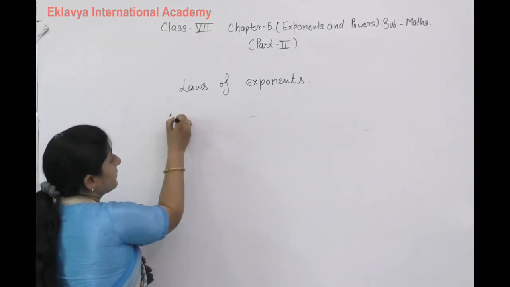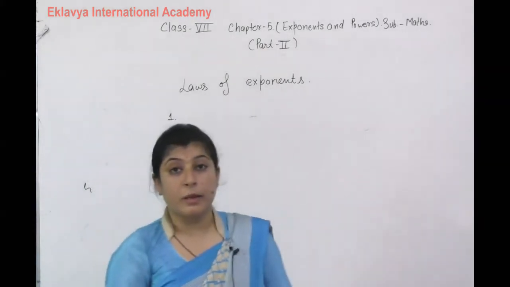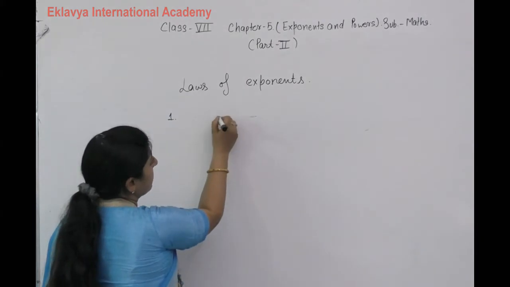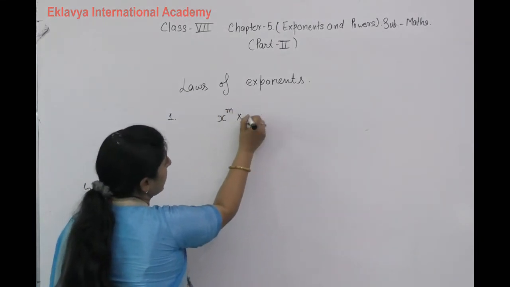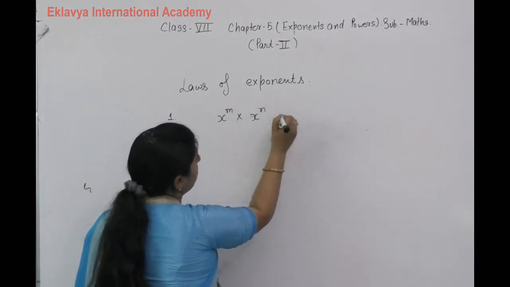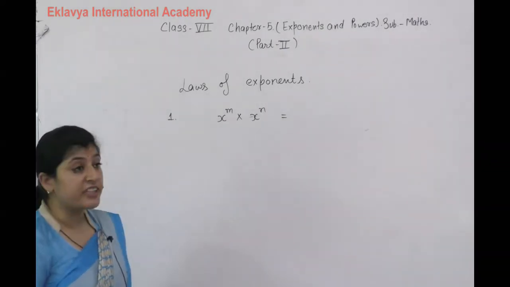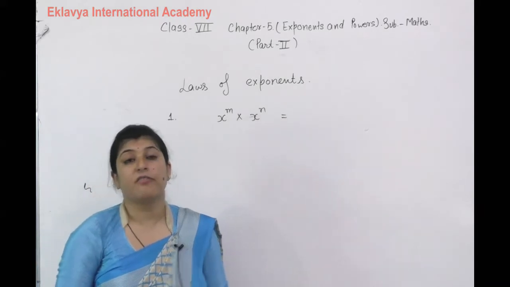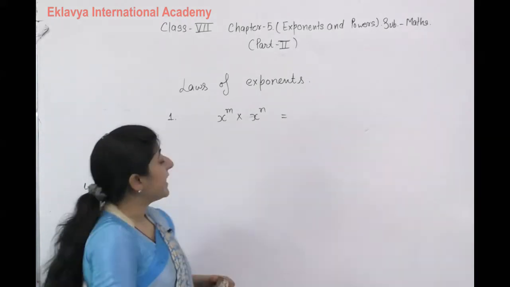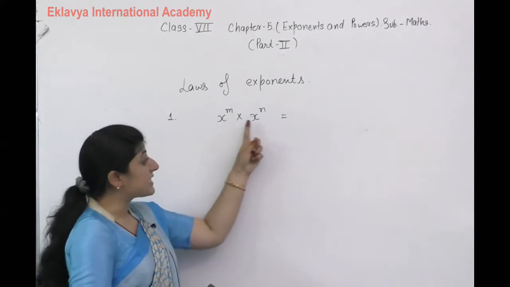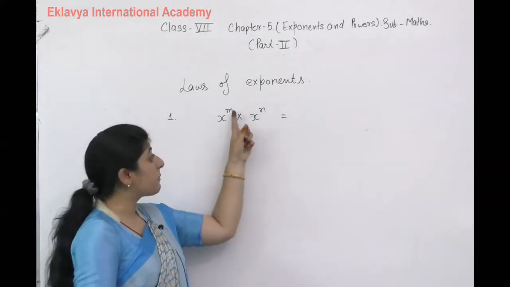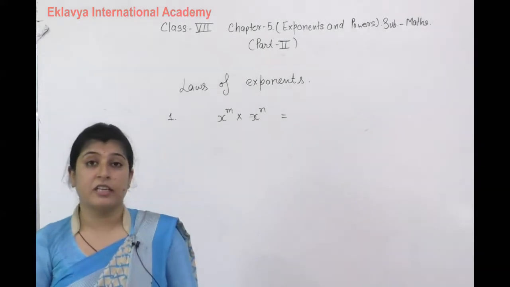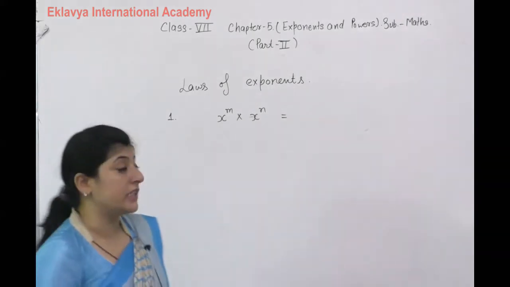First law: when you have two rational numbers, suppose I write x power m into x power n, in which the base is the same but the power is different. The first law of exponents is based on the base being the same. This is the base, and this is the power, m and n. Here the power is different. Then what will we do?